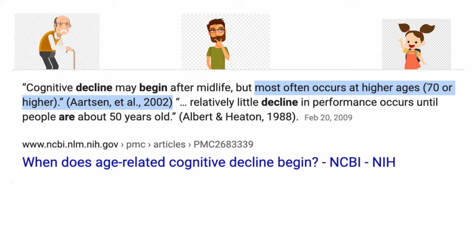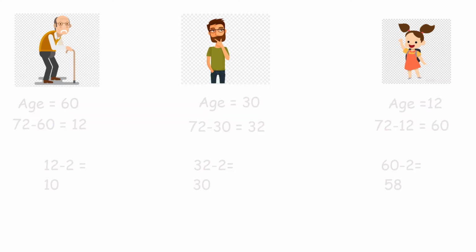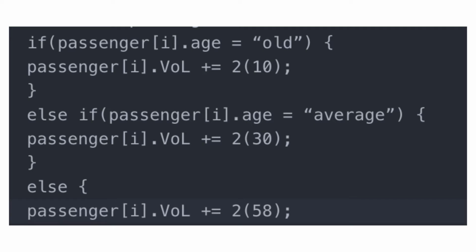Aarsten et al. in 2002 claims mental deterioration begins at around age 70, so QALYs for the old person would be around 10, for the average person it would be around 30, and for the child it would be around 58. If we write it out, it should be something like this. Again, this system is heavily biased, but these are my personal moral values, so they're reflected in my algorithm. Anyway, next we move on to profession.